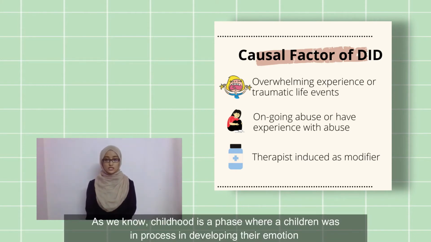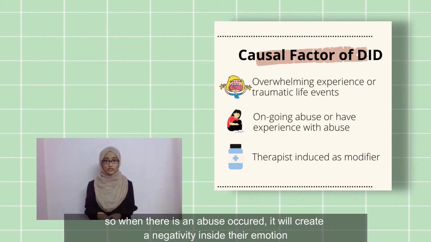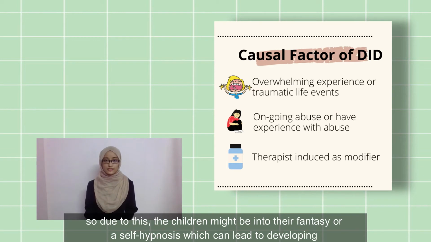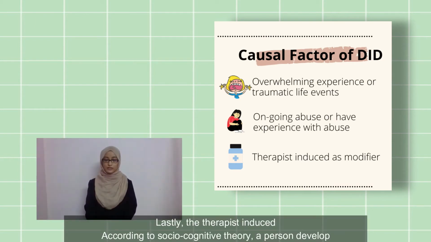As we know, childhood is a phase where children are developing their emotions. So when abuse occurs, it creates negativity inside their emotions. Due to this, the child might retreat into fantasy or self-hypnosis, which can lead to developing a personality or DID. Lastly, therapy induced.